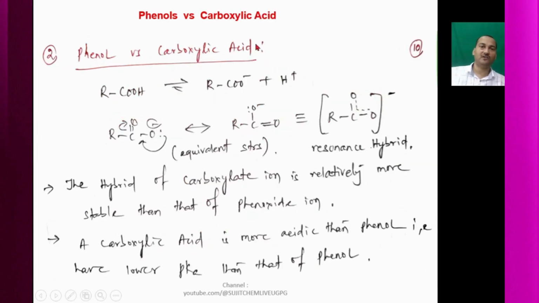So if we compare phenol with carboxylic acid, here RCOOH will ionize to give rise to RCOO minus plus H plus, and this carboxylate anion is resonance stabilized. So the hybrid of a carboxylate ion is relatively more stable than phenoxide ion. So the resonance hybrid structure is more stable than phenoxide ion. So a carboxylic acid is more acidic than phenol, so it has lower pKa than that of phenol.